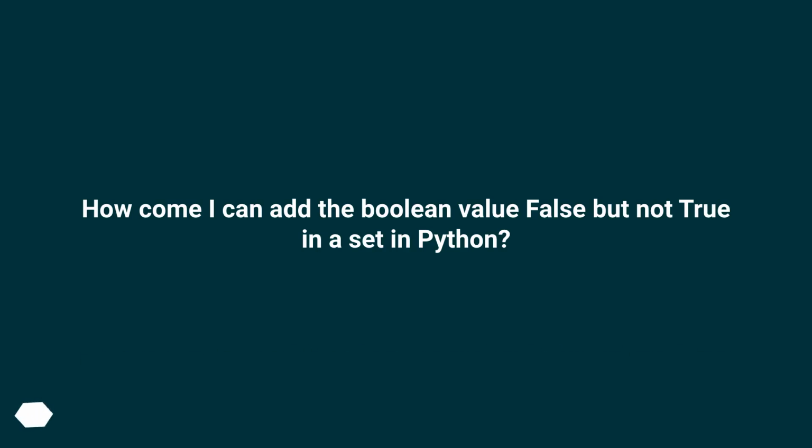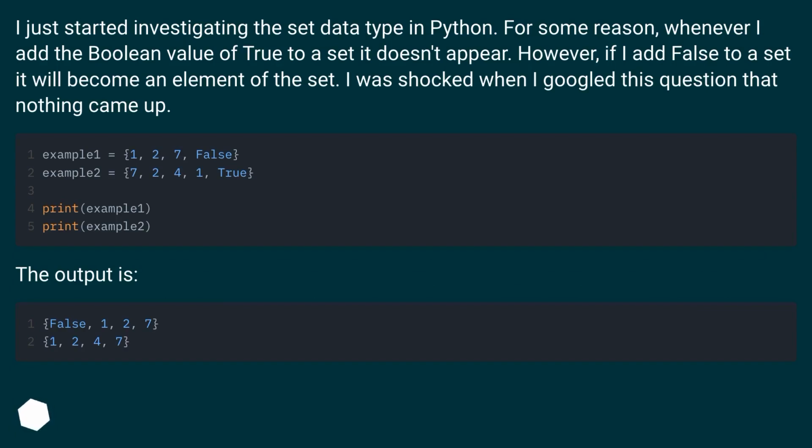How come I can add the boolean value false but not true in a set in Python? I just started investigating the set data type in Python. For some reason, whenever I add the boolean value of true to a set it doesn't appear. However, if I add false to a set it will become an element of the set. I was shocked when I googled this question that nothing came up.